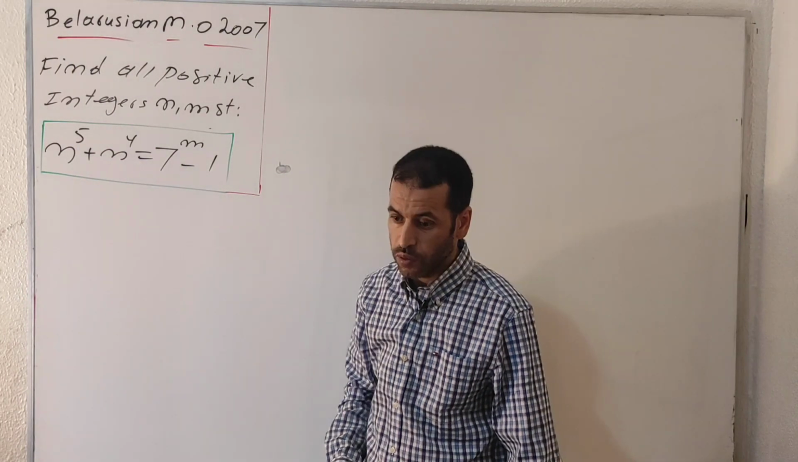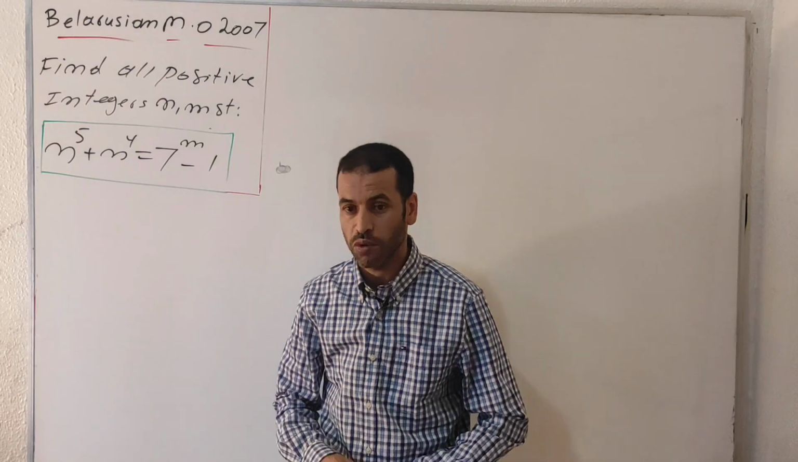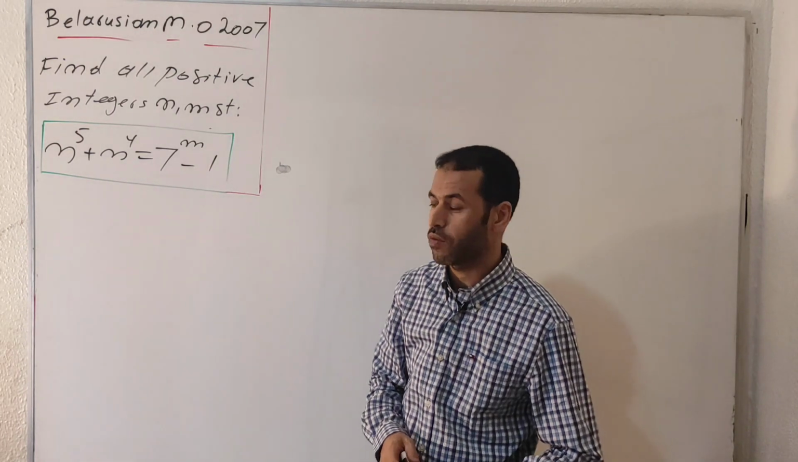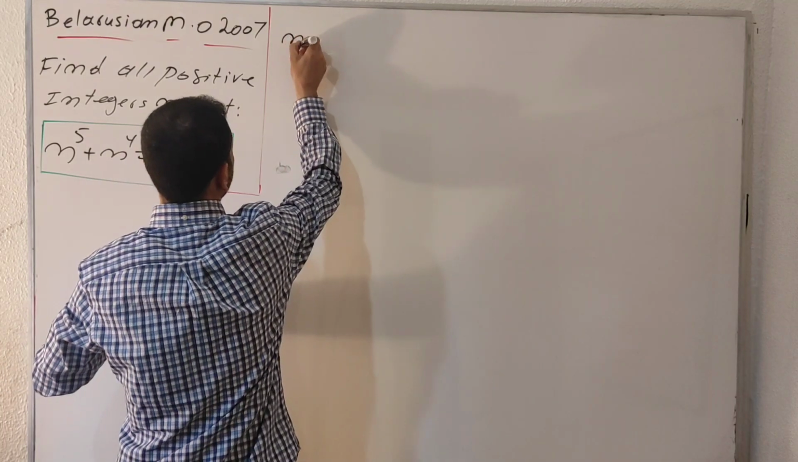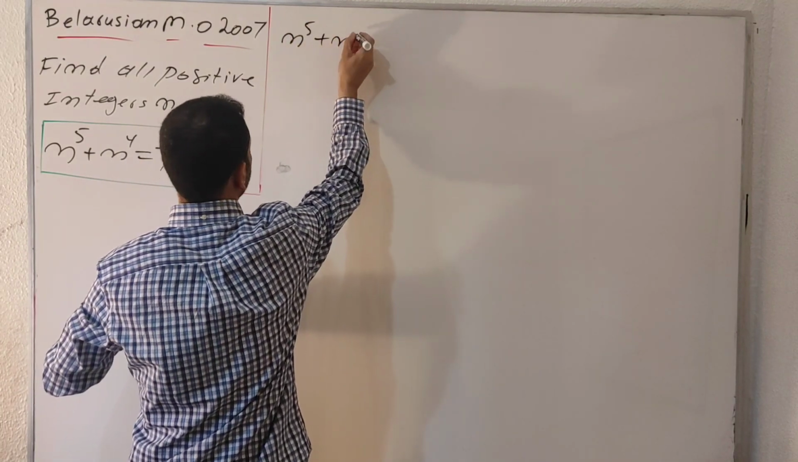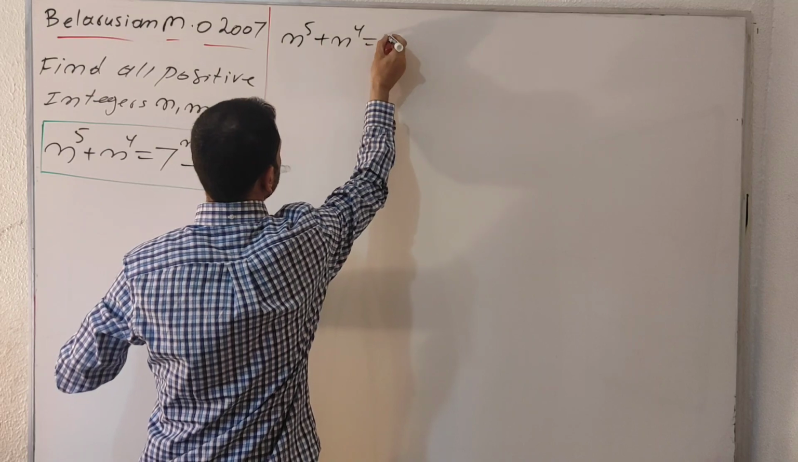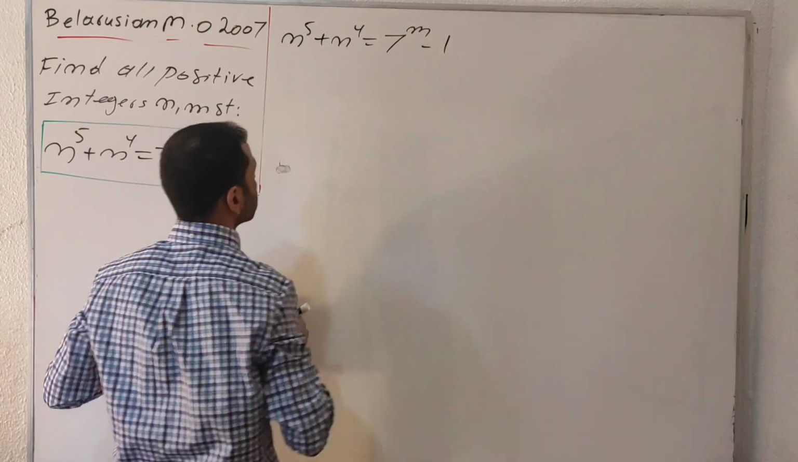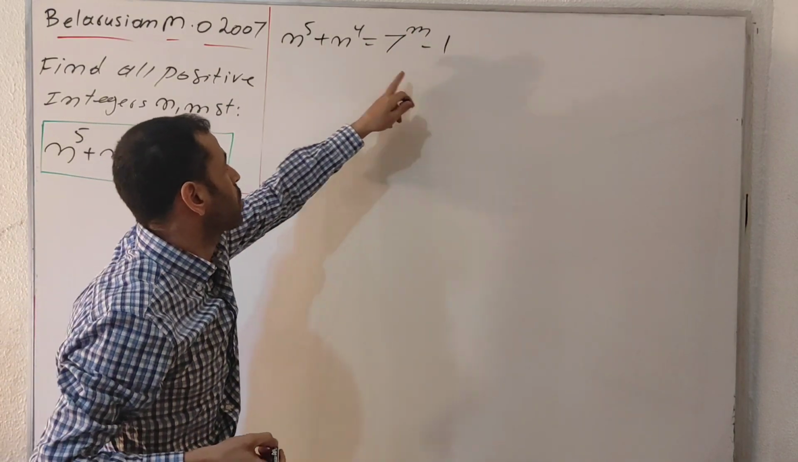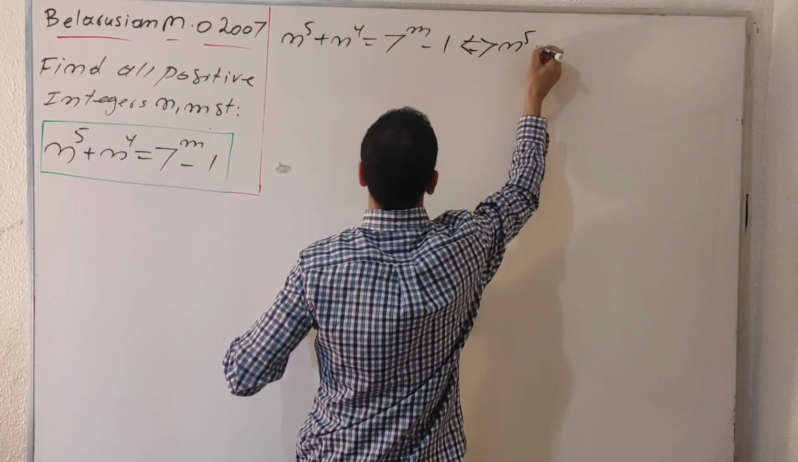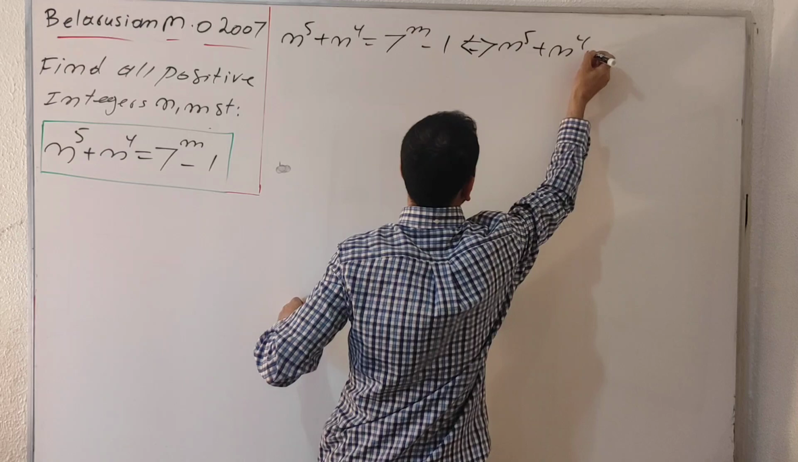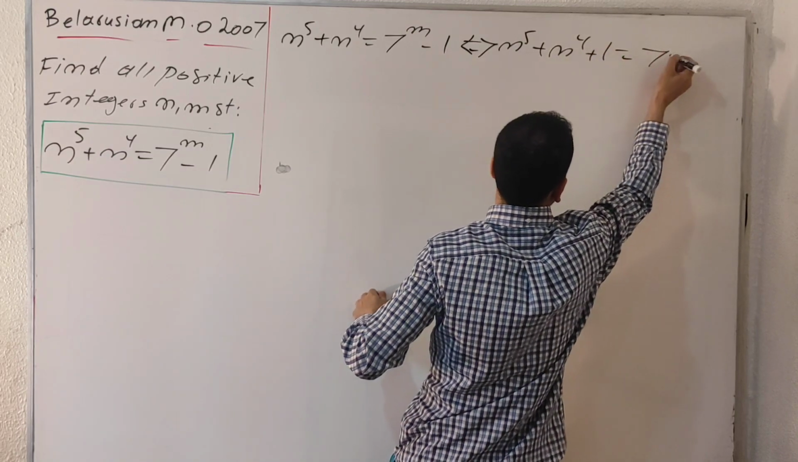If you would like to give this problem a try before you get into the solution, go ahead, pause this video, and come back to see the flow. Now let's get started. We have n to the fifth plus n to the fourth equals 7 to the m minus 1. I'm simply going to bring this minus 1 to the left and get n to the fifth plus n to the fourth plus 1 equals 7 to the m.